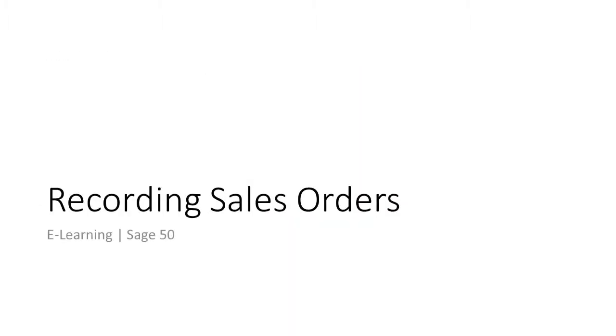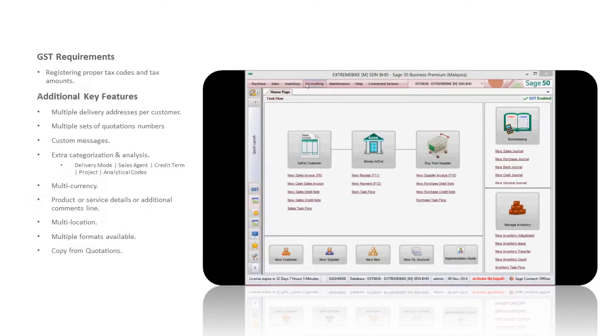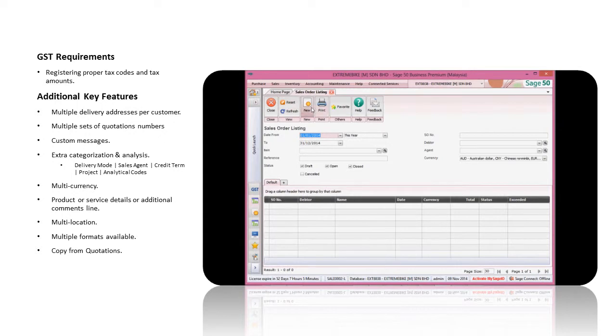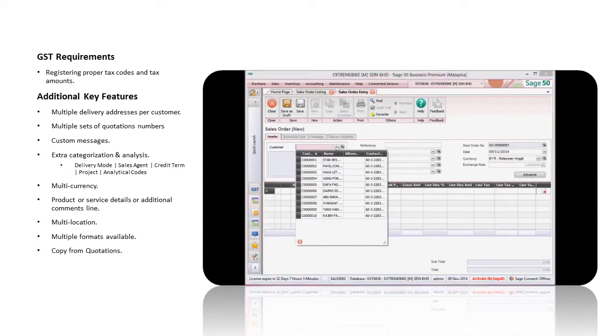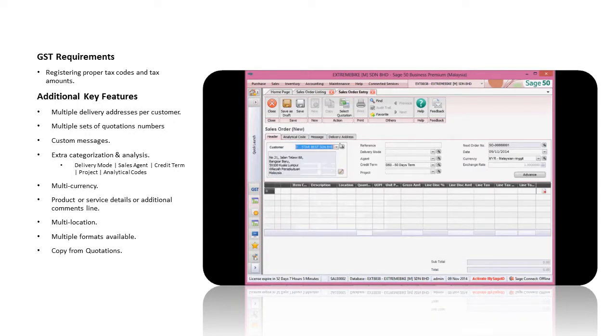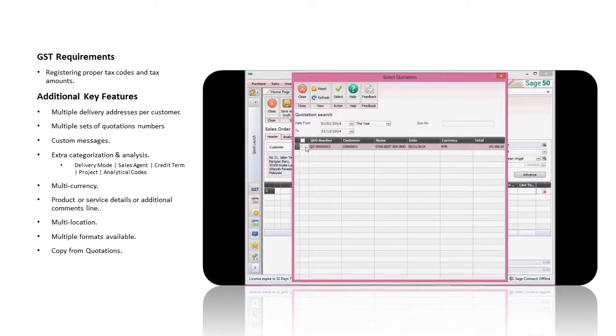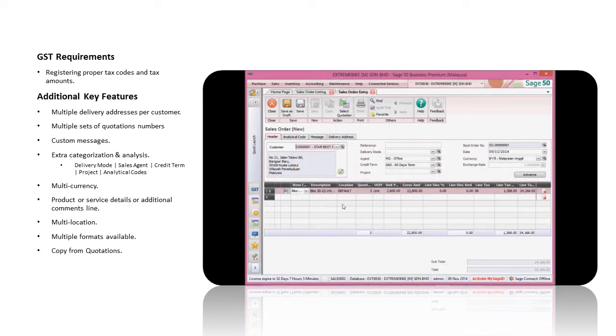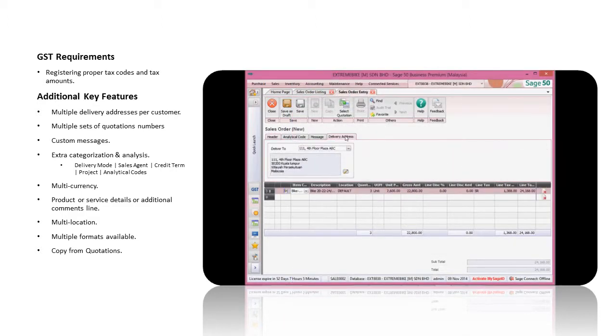Recording sales orders. From the Sales menu, select Sales Order and click New. Choose your customer, and if there are previous quotations issued to this customer, click on Select Quotation tab to copy. The quotation details will be populated to the entry screen, including delivery address, custom messages and analytical codes.